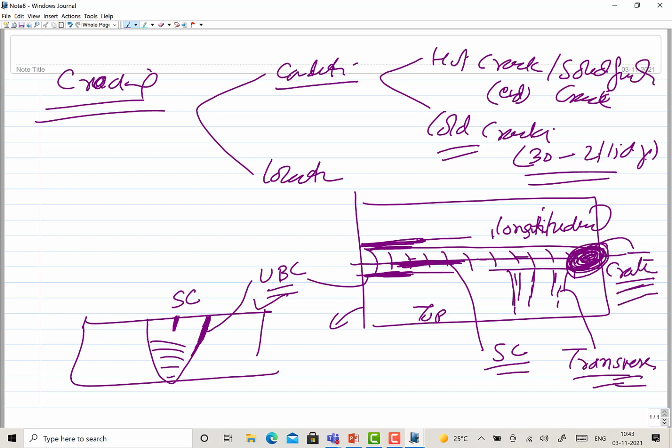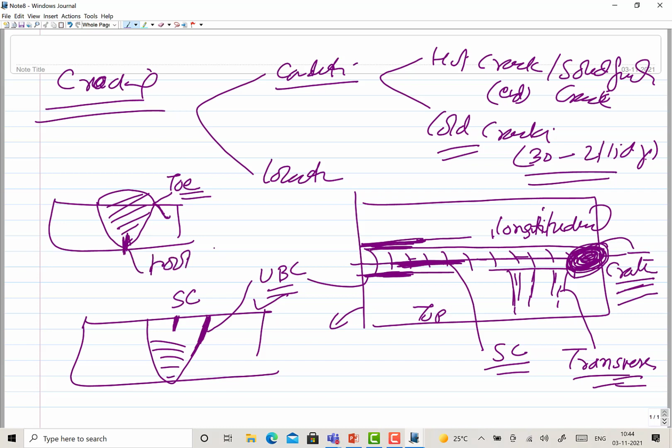Then there are a few more types of cracks. Say you have your weld bead and this is the weld joint. You can get a crack here. This is the weld toe, so weld toe crack. Now cracks can be there at the root, so you can call it a root crack. So depending upon the condition in which the crack is formed and the location where these are formed, you have different types of cracks.